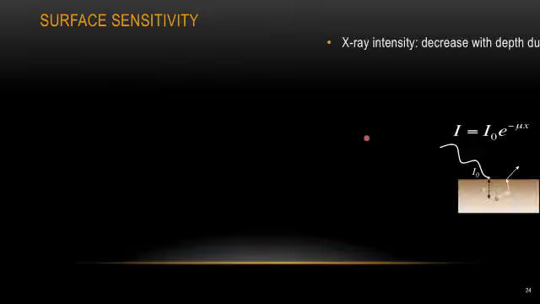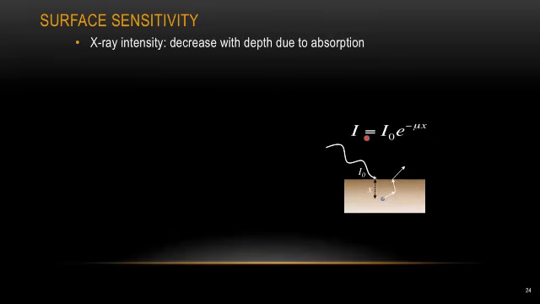The next factor affecting the data we receive is the surface sensitivity, and there are two components in this part. The first component depends on the X-ray you are using. The X-ray we use for our XPS measurement has an initial intensity I0, but once the X-ray enters our material, the intensity decreases exponentially according to the formula down here, where mu is the absorption coefficient and x is the distance the X-ray travels into our sample. So the deeper the X-ray goes into our sample, the more the intensity decreases.